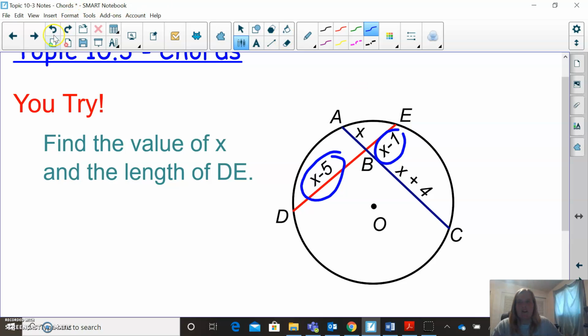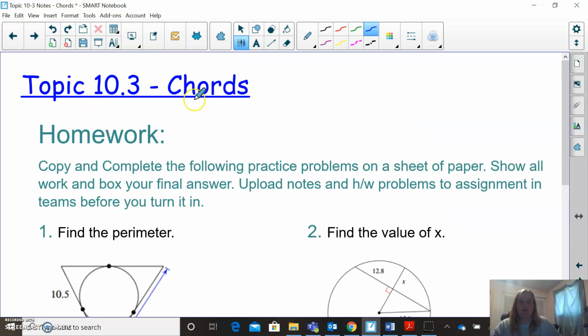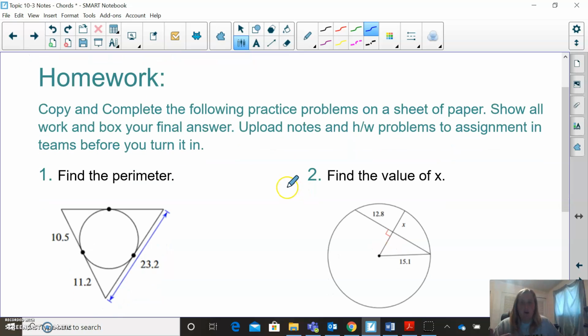Perfect. Alright. So, homework. Copy and complete the following practice problems onto a sheet of paper. Show all your work and box your final answers. Upload notes and homework to this assignment in Teams before you turn it in. Make sure you turn it all in, okay?